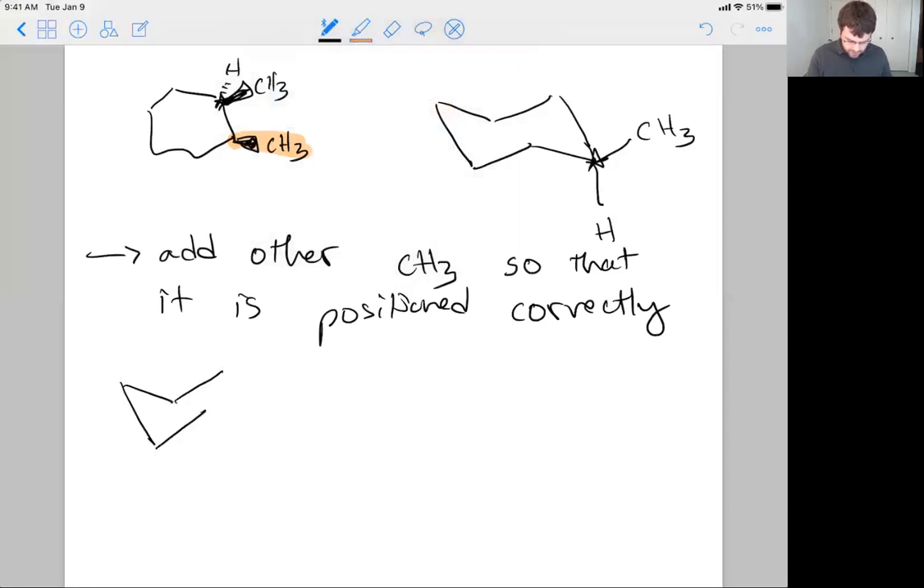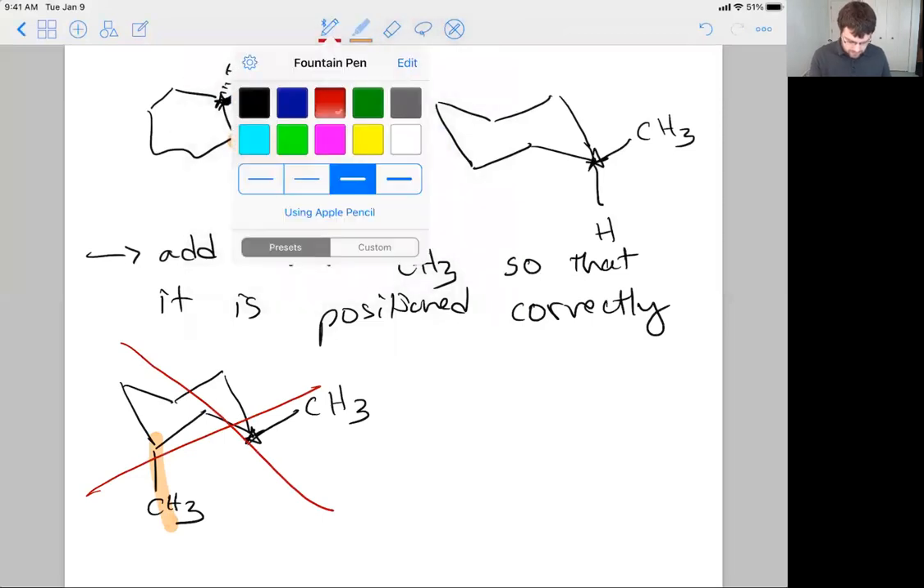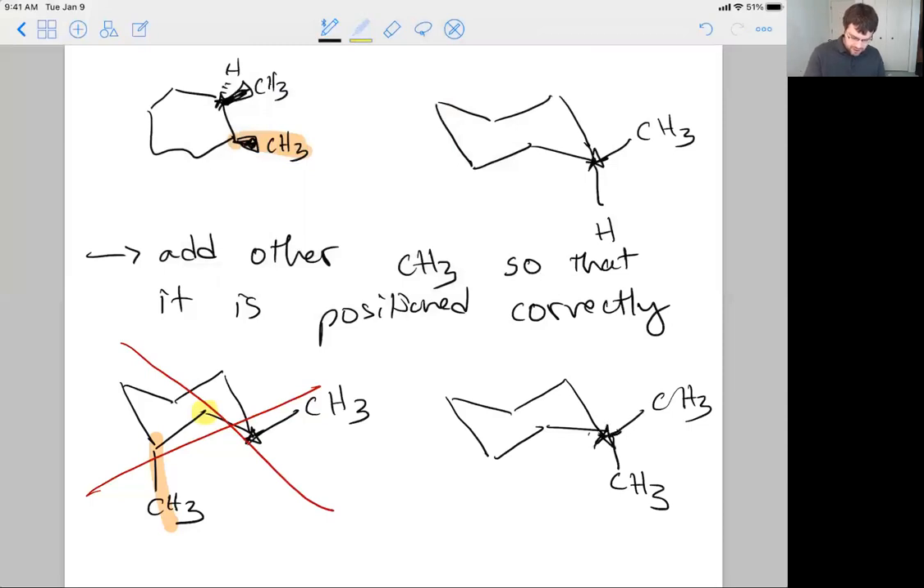So if I had a bunch of chair structures, I'm going to do this quickly. If I added that position here, that would not be correct. It's too far away, right? I mean, it's too far away from the starred carbon. We left a little bit of a carbon spacer between that group. Now, similarly, if I put it at the same position, that would not be correct, right? If I drew it as the axial position, that would not be correct, because that would imply that this second CH3 is attached to the starred carbon, and it is not.